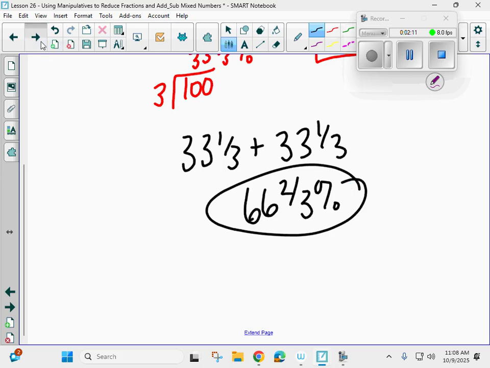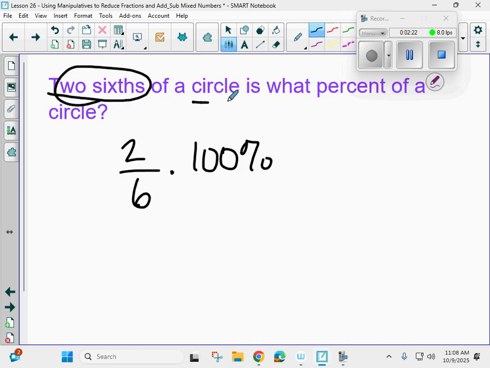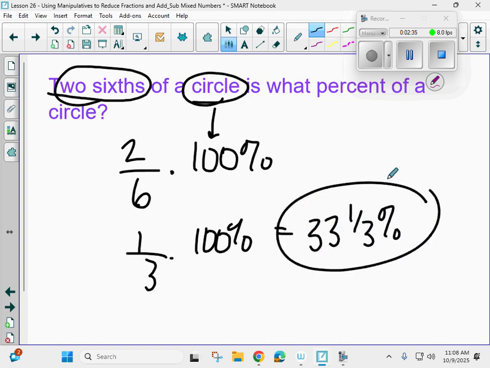All right, 2/6 of a circle is what percent of a circle? Okay, we have 2/6, and of a circle means the 100%. What does 2/6 reduce to, you guys? So this is just 1/3 of 100%, which you're probably going to memorize is 33 1/3%, or you could divide, okay?